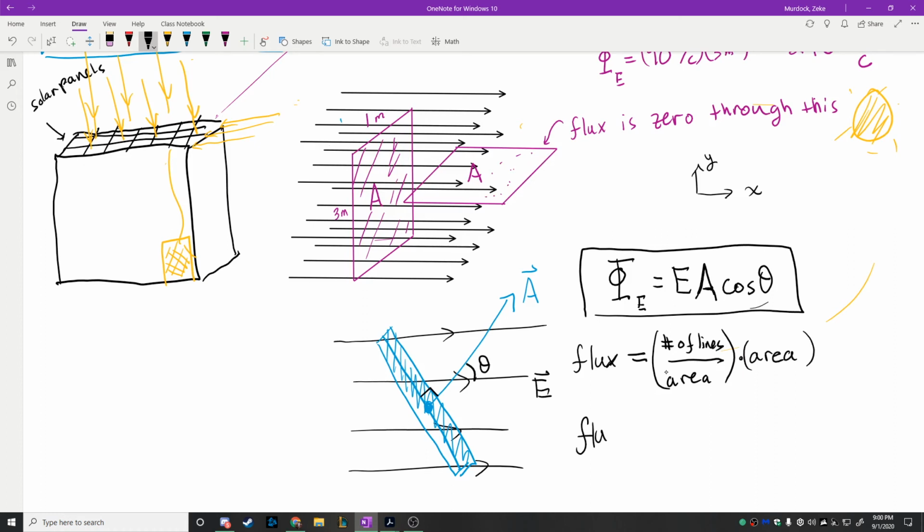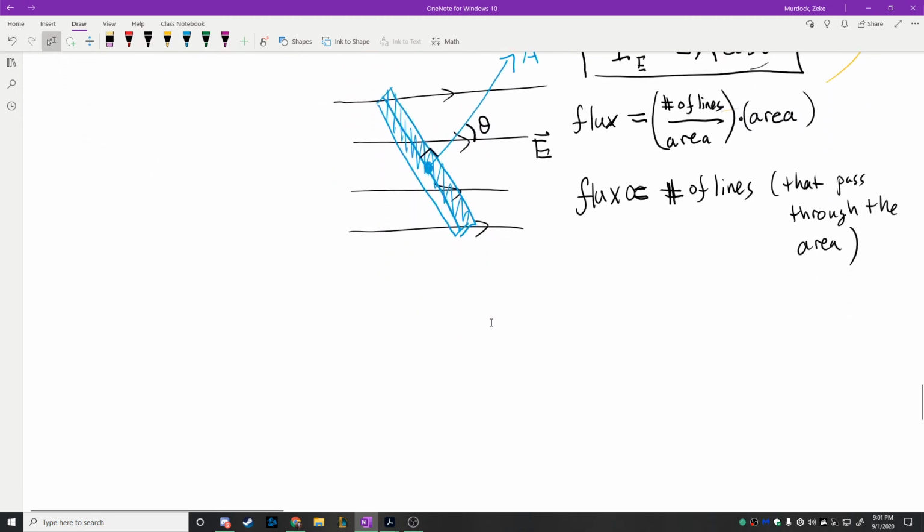Flux is probably proportional to just the number of lines. This is where the idea of electric field lines starts to become really powerful. The flux, we're not going to say it's equal, is proportional to the number of lines that pass through the area. Right? Does that make sense? When you think of electric flux, you should think of number of lines. All right?